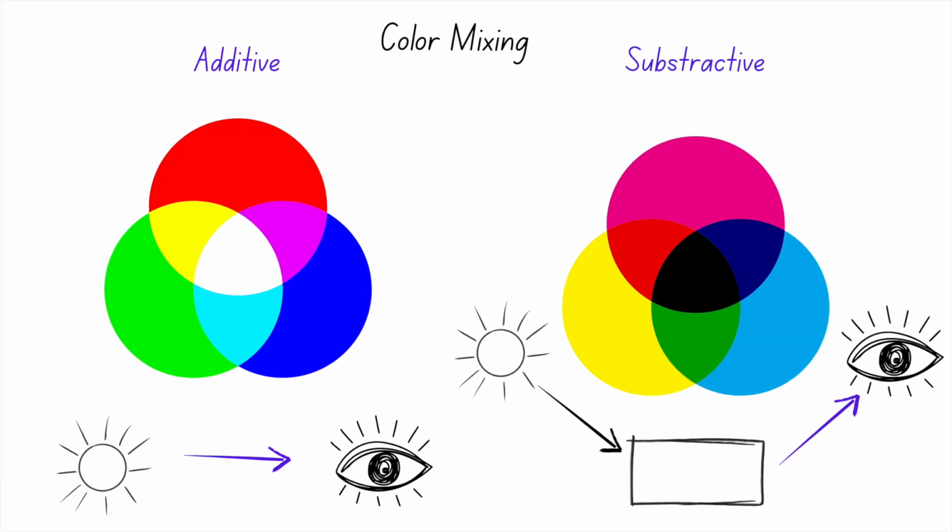Subtractive color mixing. This happens with pigments, like paints and inks. When you mix colors, each pigment absorbs or subtracts certain wavelengths. The more pigments you add, the less light is reflected, and the result gets darker and duller. Mix enough colors and you get black, which reflects almost no light.